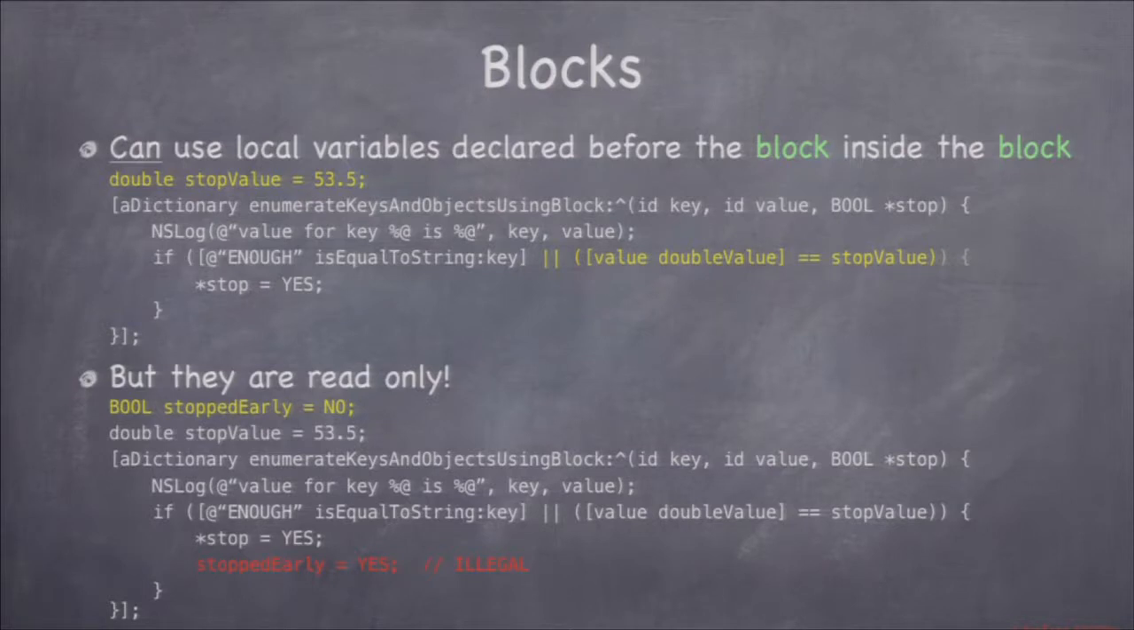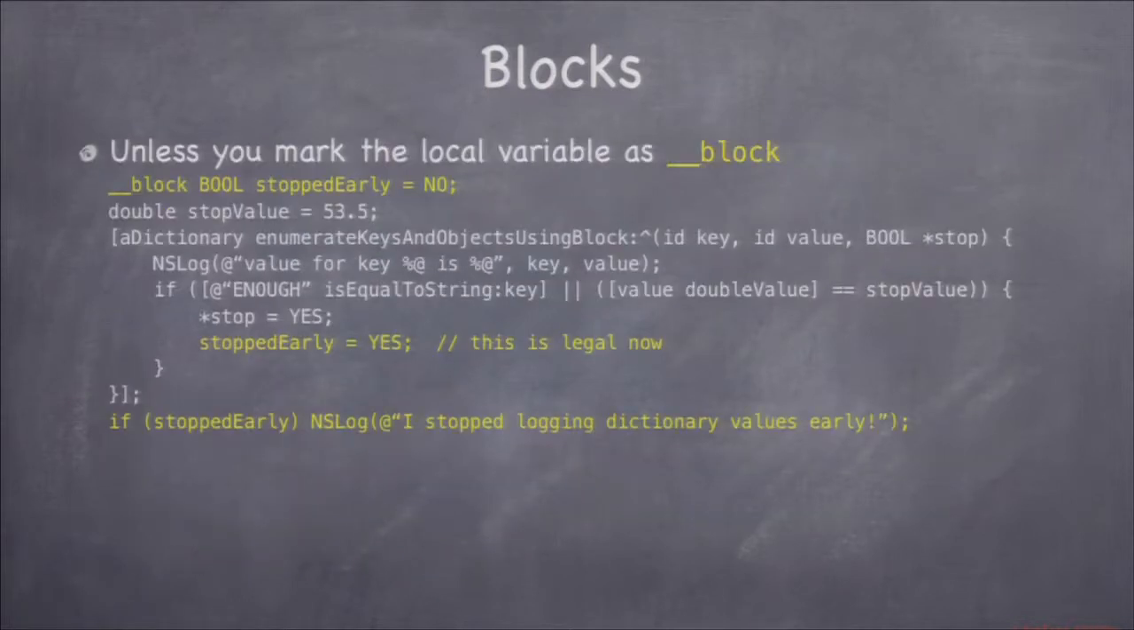However, there's actually a way to make it so it's not read-only, which is to put underbar block in front of it. If you put underbar block in front of a local variable, then the compiler will generate code that transfers stopped early off the stack into the heap so that it can be used by the block, and then when the block is finished, it'll copy the information back into the heap and then back onto the stack. Okay, all happens magically. So if you have underbar block, it knows to do that. So that's a little magic you put in there. Now your variables can go both ways. So now stopped early is yes is legal.